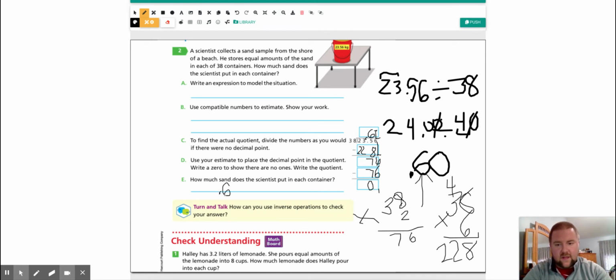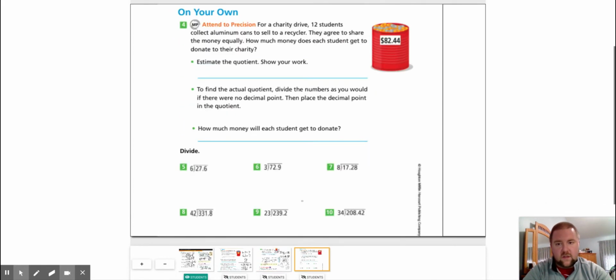Does my estimate tell me if this answer is reasonable or not? Yes, because I had 60 hundredths, and my answer was 62 hundredths. So that means that my answer is very reasonable. I always love starting out with the estimates first, because this gives me the first digit I can start out with. So let's look at some of these other problems here.